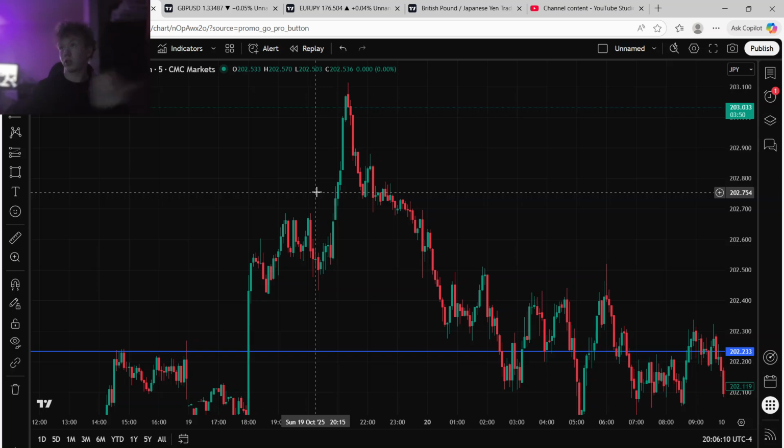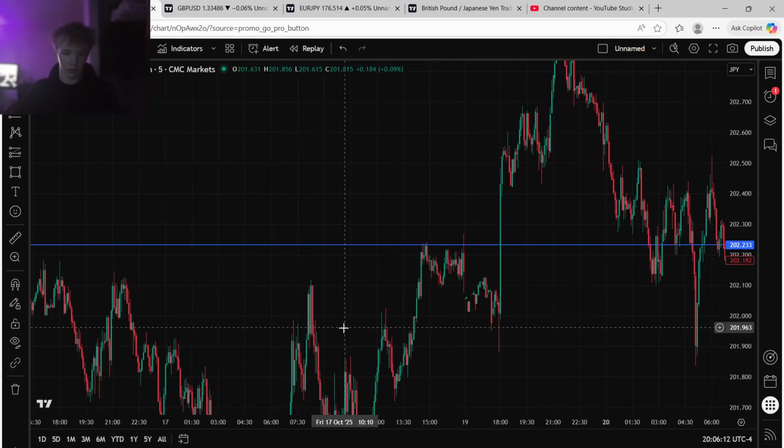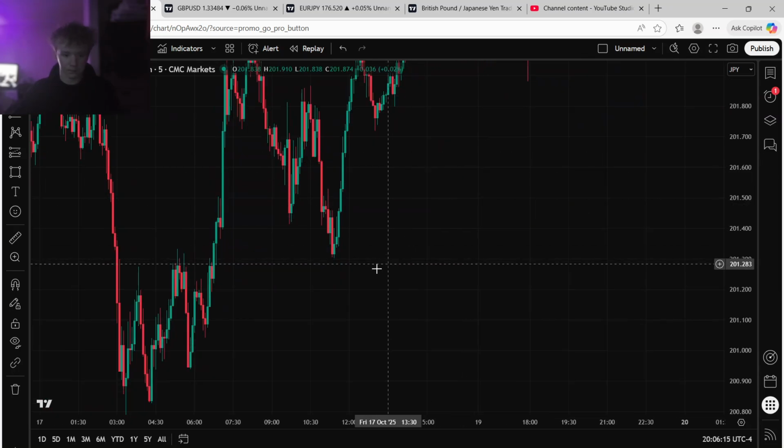What's the point of order blocks? Get you higher returns on your trades. That simple. So let's go to another one.